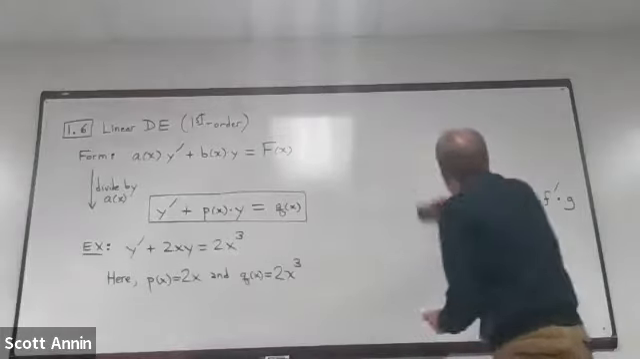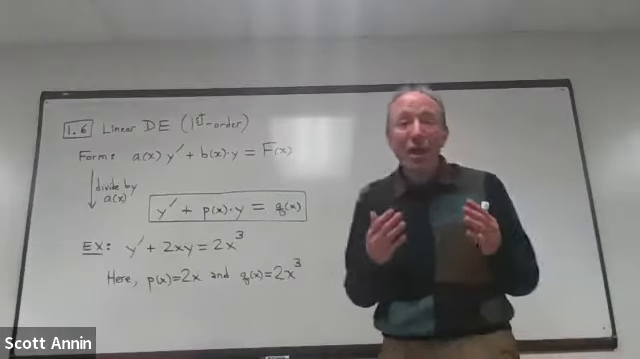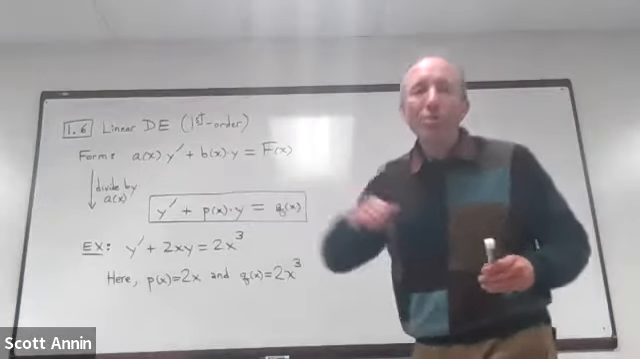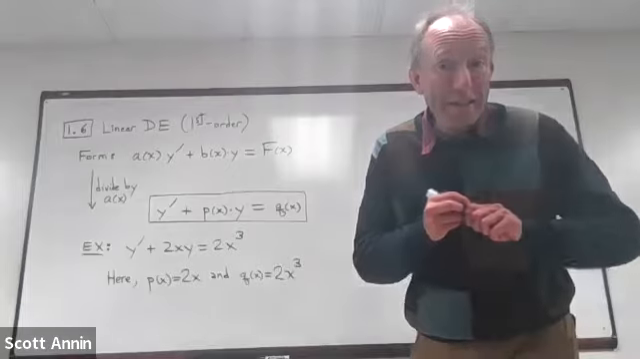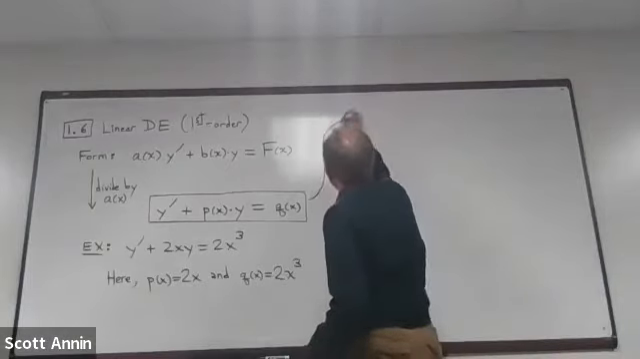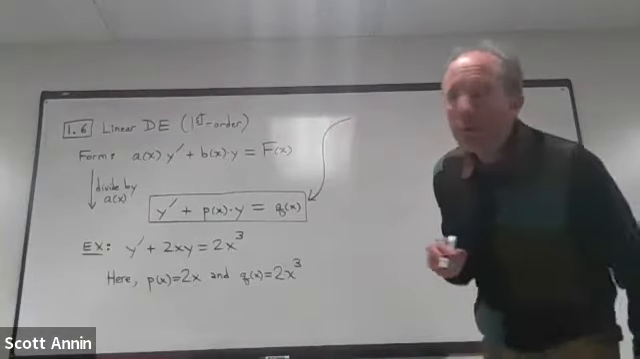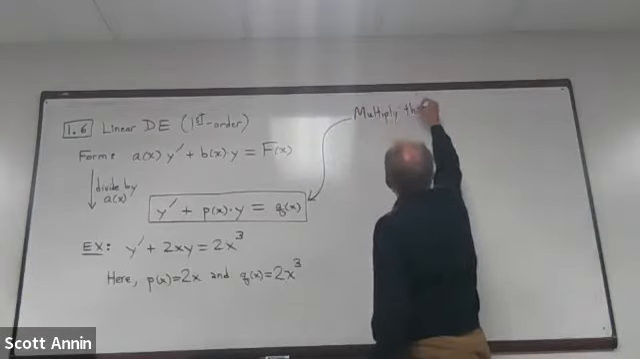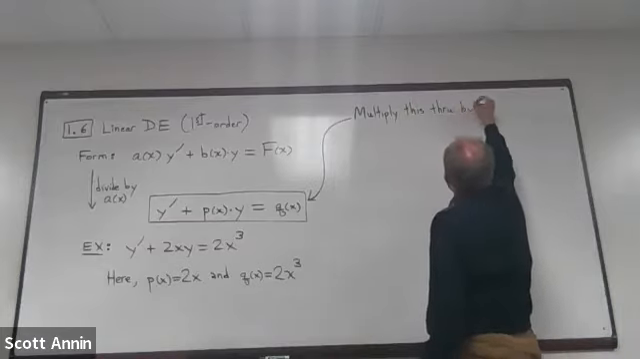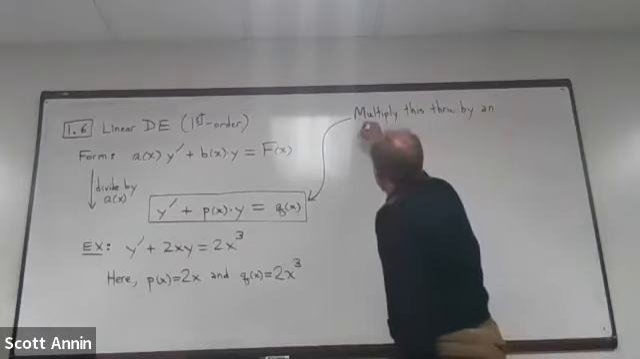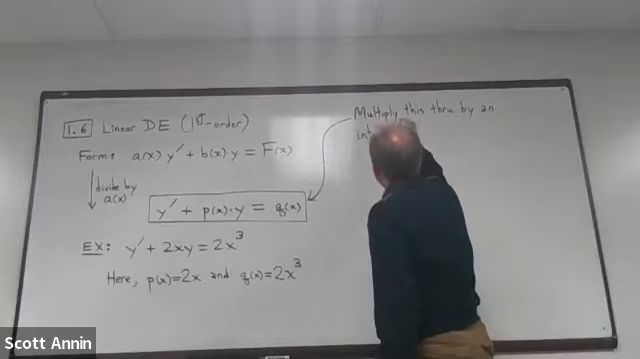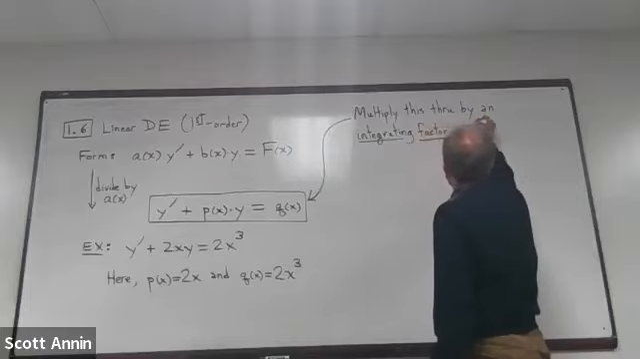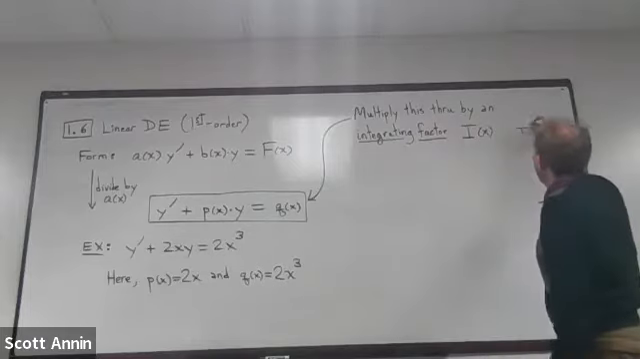So what we're going to do to actually create something on the left side that is the product rule is we're going to multiply this whole equation through by something called an integrating factor. So what I'm going to do is I'm going to draw a little arrow here. I'm going to multiply this through by what is called in the business an integrating factor, I of x, which is to be determined.